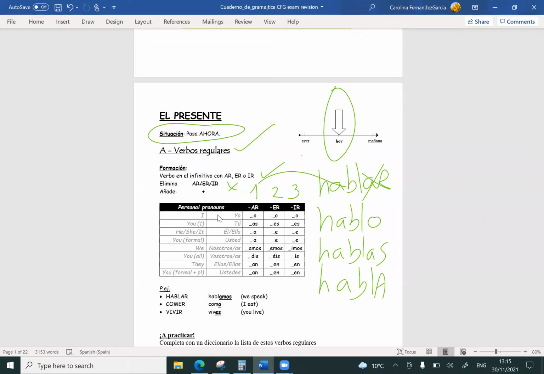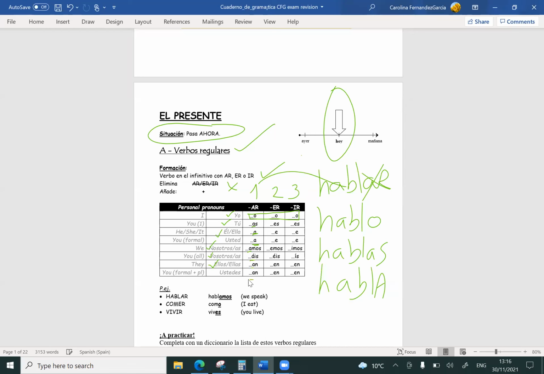If I talk about yo, I add an O, always an O. If it's you, AS. If it's AR, as; if it's ER, you have ES. Let's just cover the AR for the time being. If it's he or she or you polite, it's an A. We is amos. Vosotros, áis, for example, habláis. And they or you all polite, AN, hablan. Okay, so with the exception of the first one, when I'm talking about me, which is always the O, here I have an A all the way down because it's an AR verb from the first group.